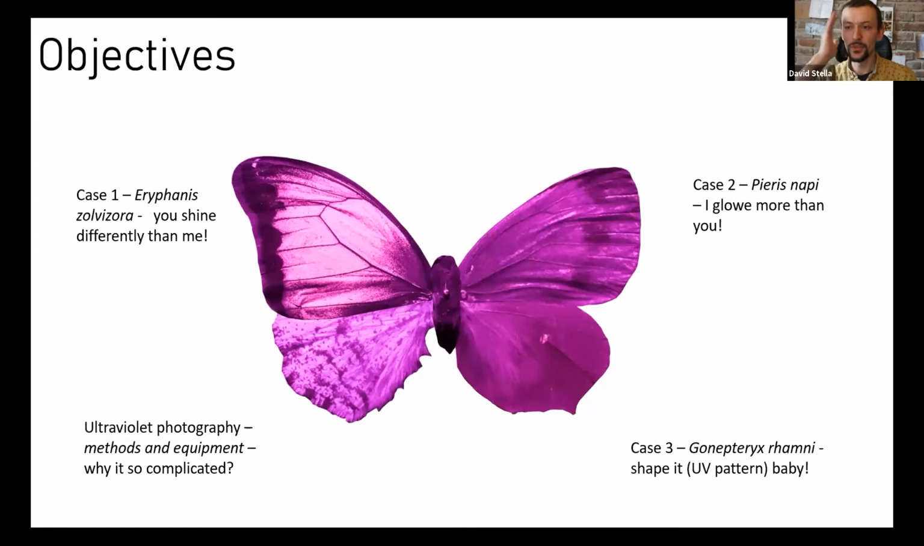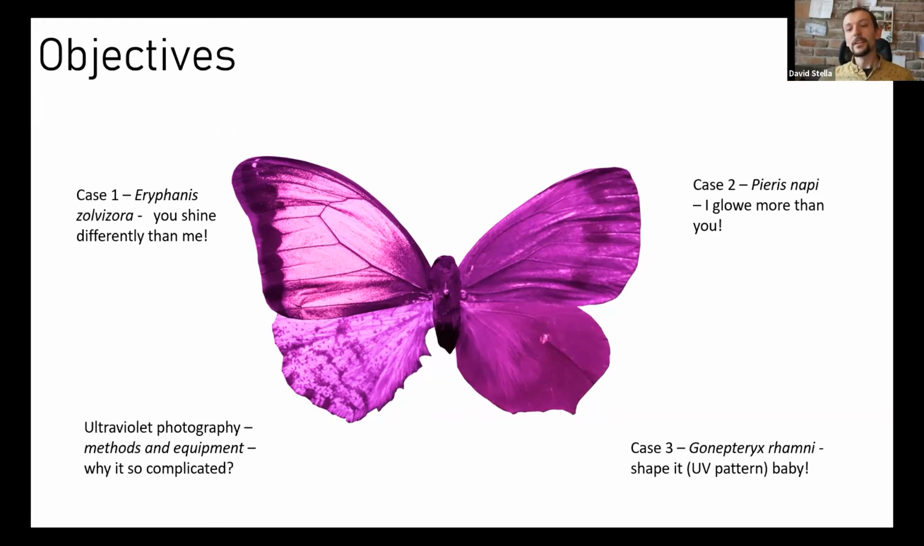So, what are the main objectives of this presentation? We definitely start with ultraviolet photography. What are the methods? And we also have 3 cases of our UV photography work with 3 different species. In case it's too biologically focused, let me know and I will try to modify it, but hopefully you will understand all the terms.